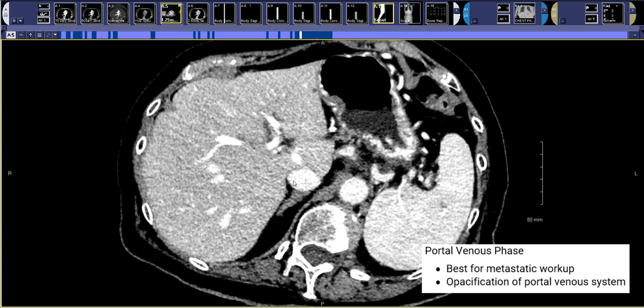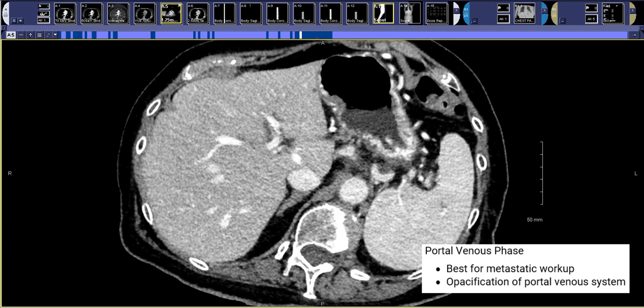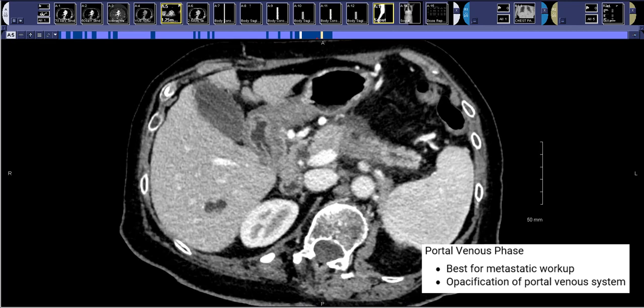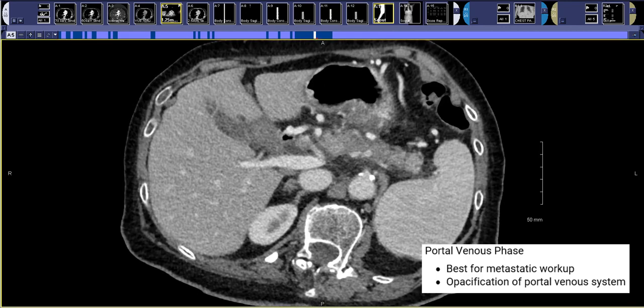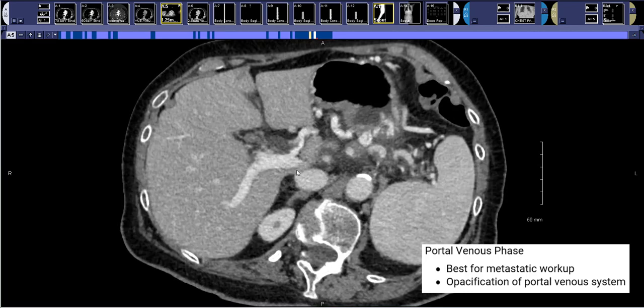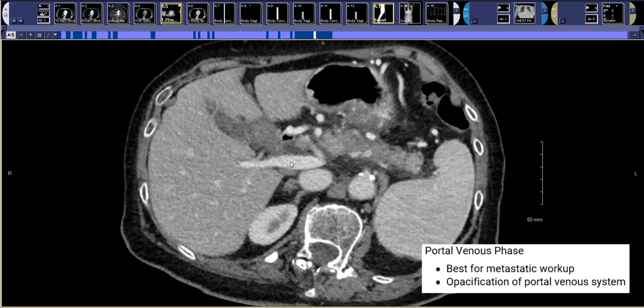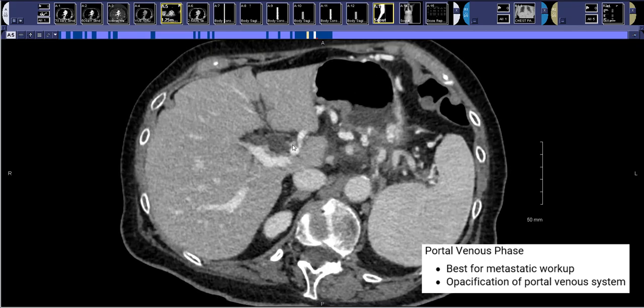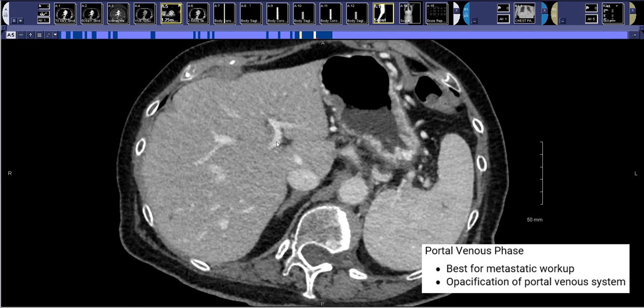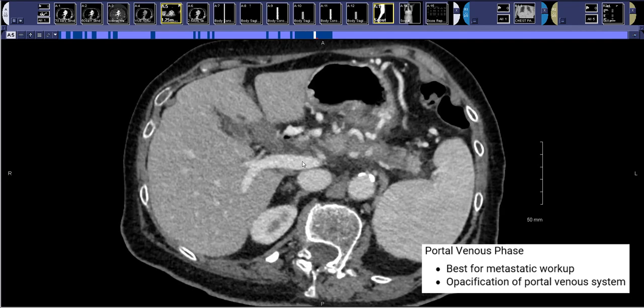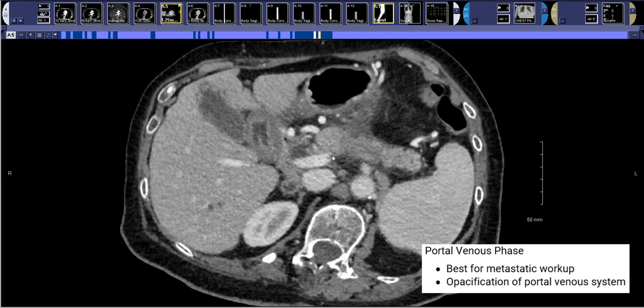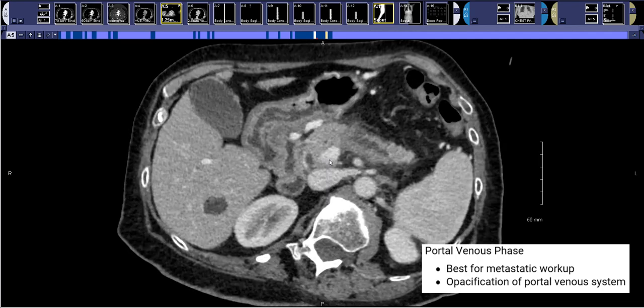And so when you're looking for the hepatic metastatic disease or doing your metastatic workup, this is the phase that I use. Additionally, it's the phase in which the portal vein and superior mesenteric vein are the brightest. So you'll notice here you've got great opacification of the right, left, and main portal veins so that you can assess for potential tumor contact.